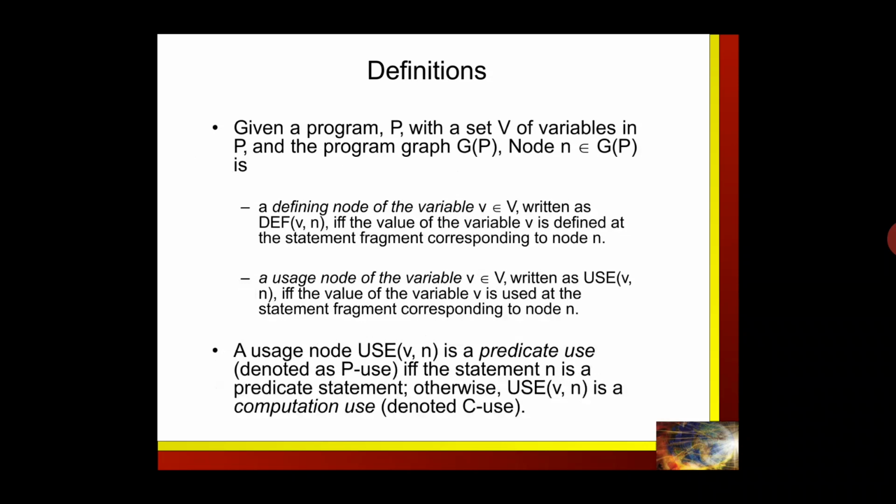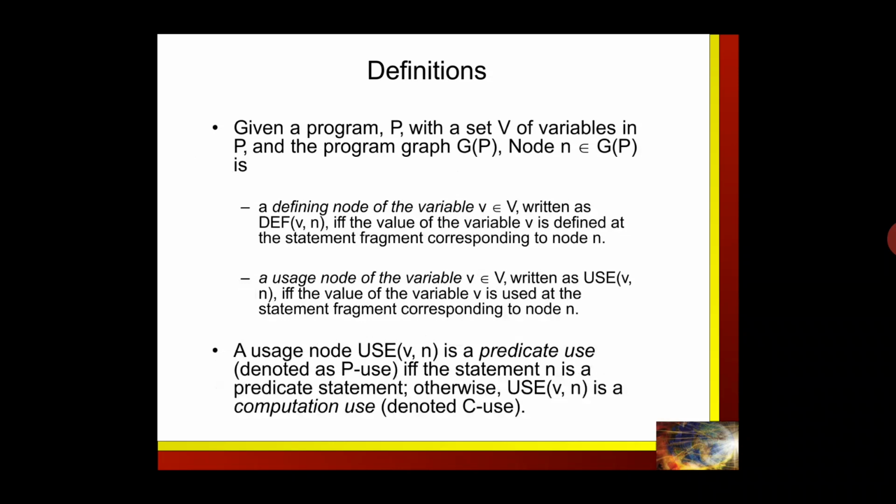A usage node of the variable v, which belongs to the variable set V, written as use v of n, if and only if the value of the variable v is used at the statement fragment corresponding to the node n. Simple thing. So write def of v,n and use of v,n. def of v,n is the defined point. Use of v,n is where you are actually going to use that variable, the use point.